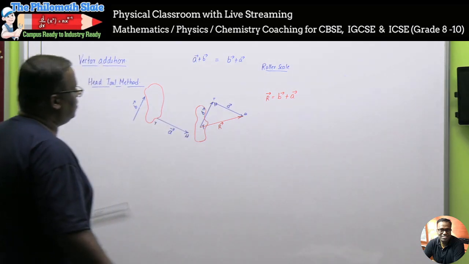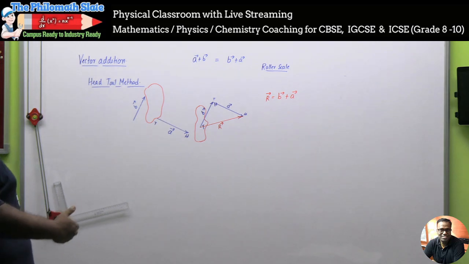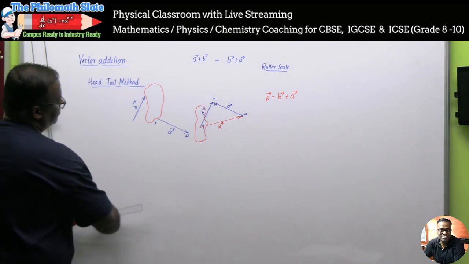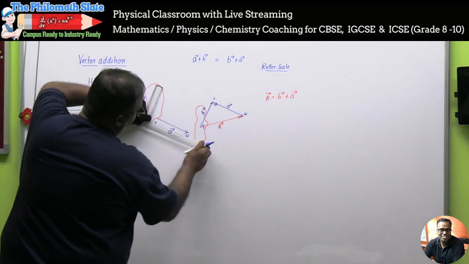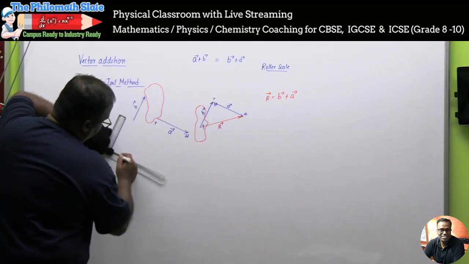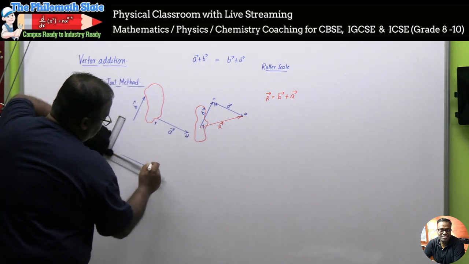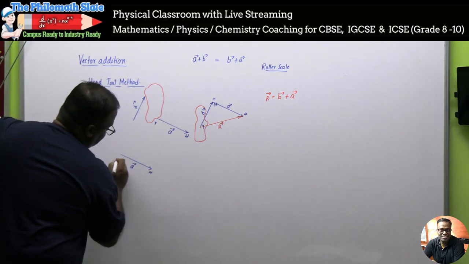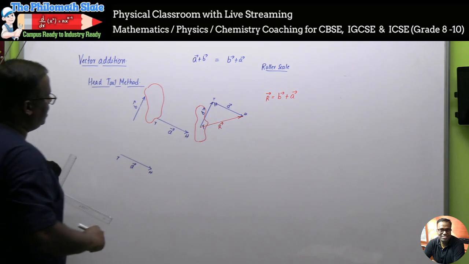Now we also should prove, sir, why did you do B plus A? Sir, show A plus B. A plus B. That means I should first draw A. Let us draw A. Let's see whether we get the same resultant or not. Sir, this is A. This is my A vector. This is the head of A vector. This is the tail.